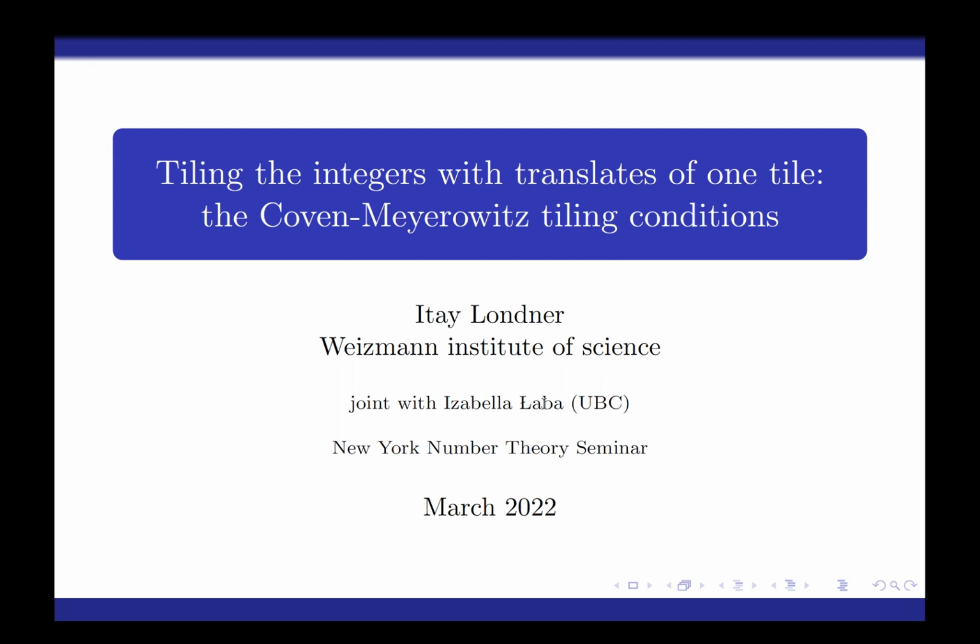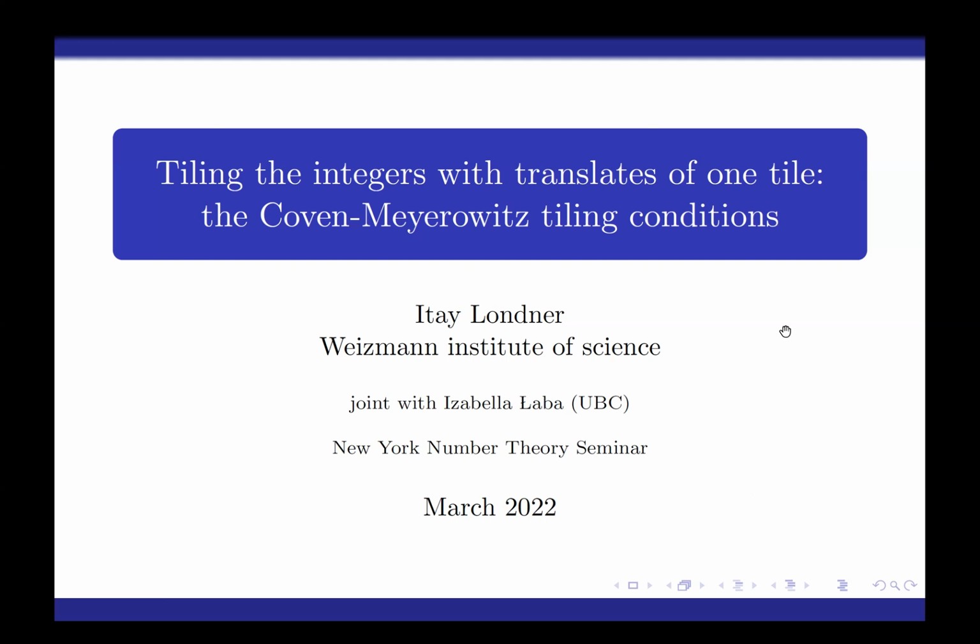Now, I want somehow to align expectations. I think most of the talk today will be devoted to telling you a little bit about the problem. I'm guessing most of you know what tilings of the integers are, but I'm going to spend most of my time explaining what the Coven-Meyerowitz tiling conditions are and everything around it. That means, more specifically, the connection between cyclotomic polynomials and the structure of tiling sets.